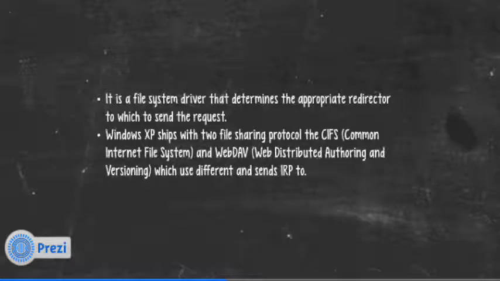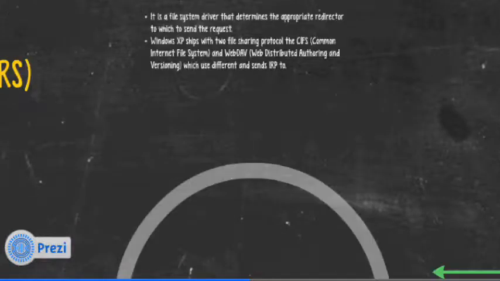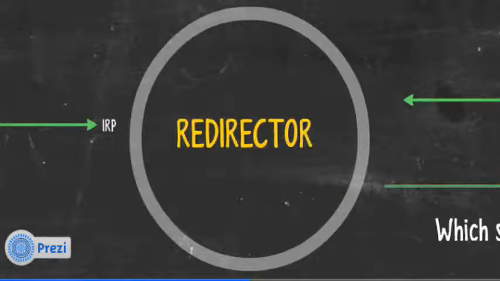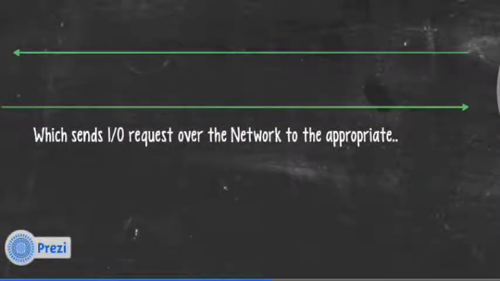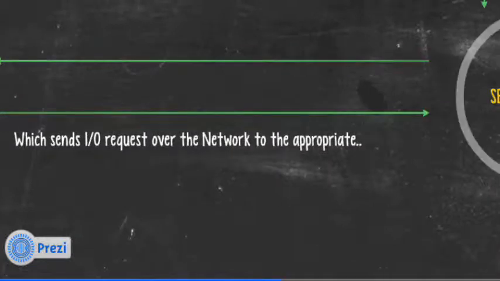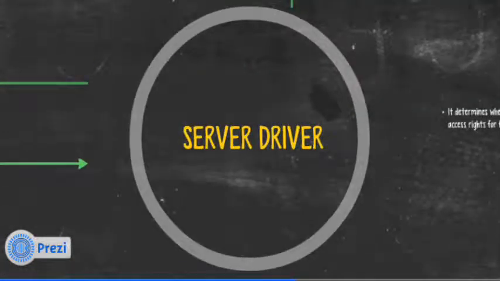It is a file system driver that determines the appropriate redirector to which to send the request. Windows XP ships with two file sharing protocols: the Common Internet File System and Web Distributed Authoring and Versioning, which use different redirectors, and sends the IRP to the redirector, which sends the I/O request over the network to the appropriate server driver.